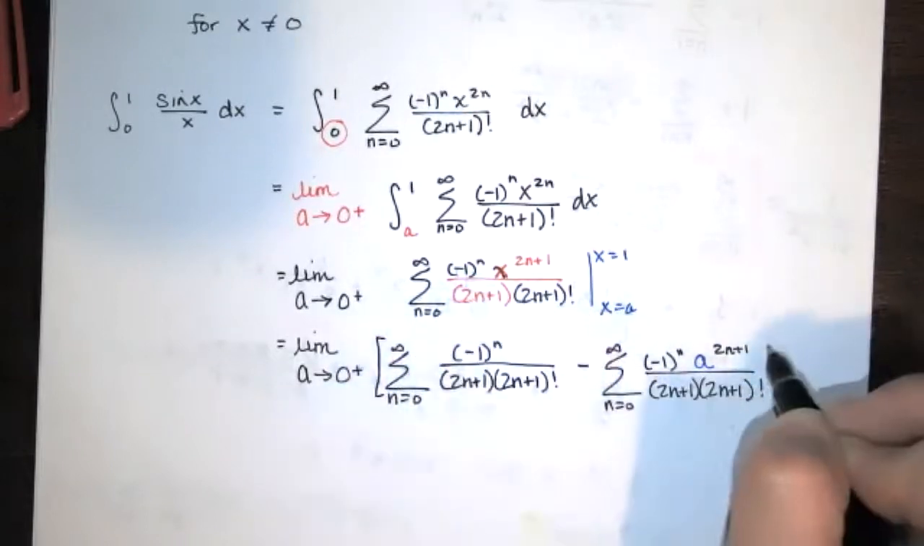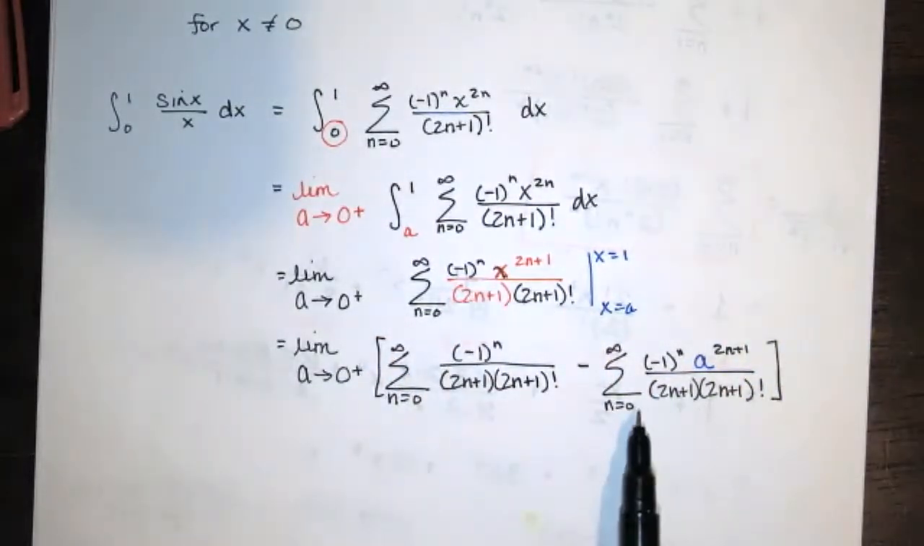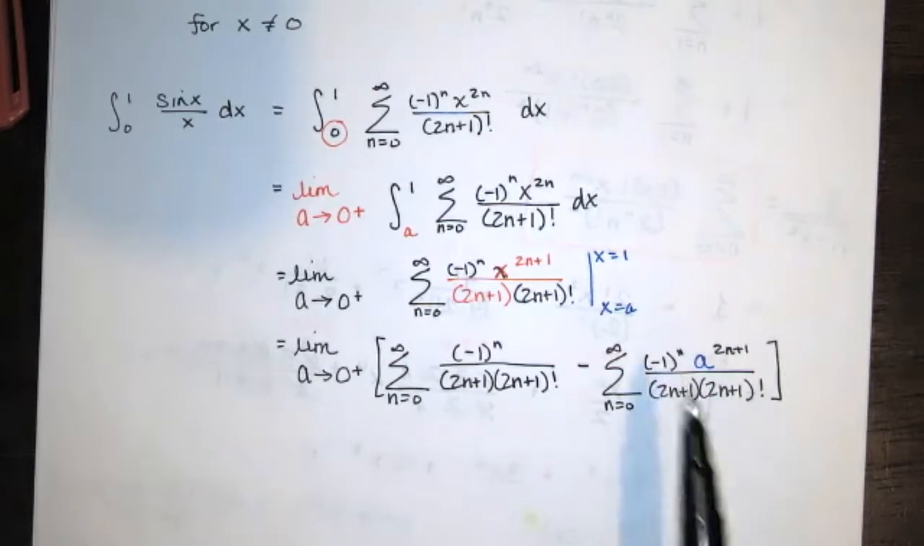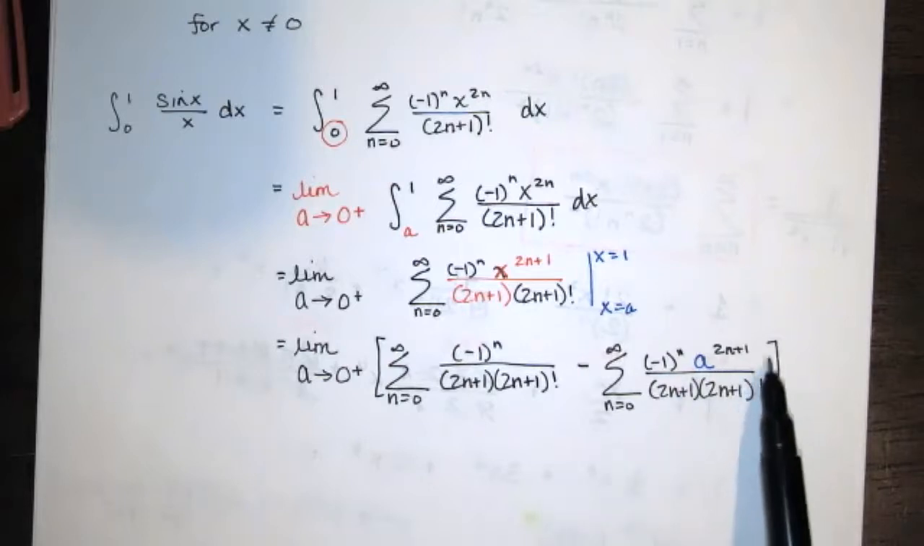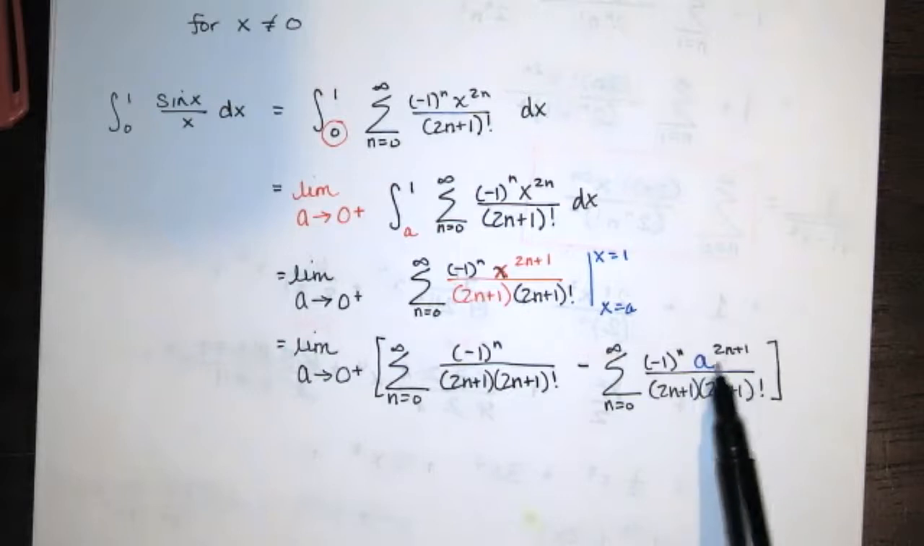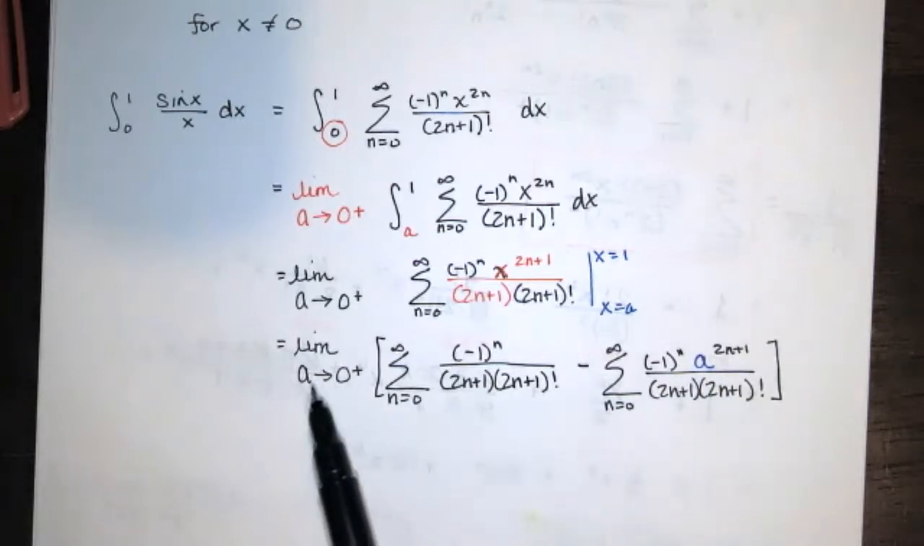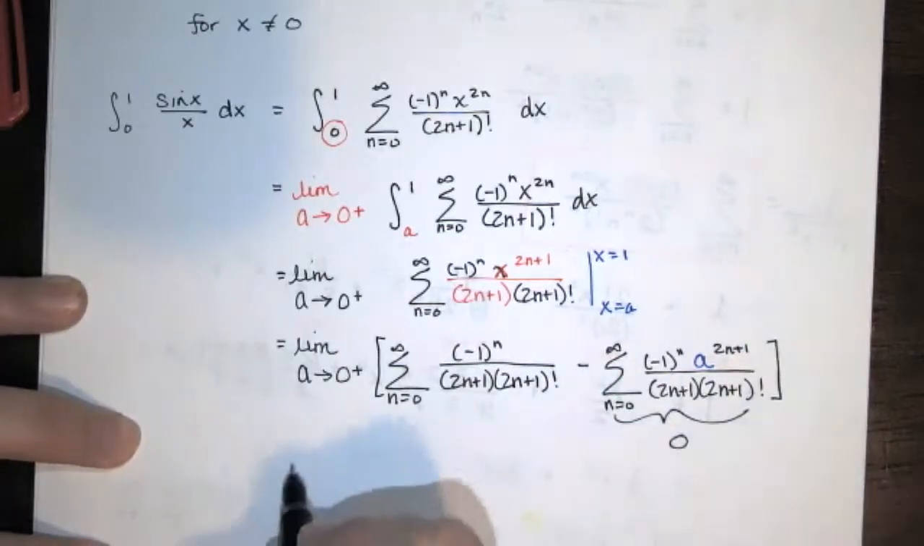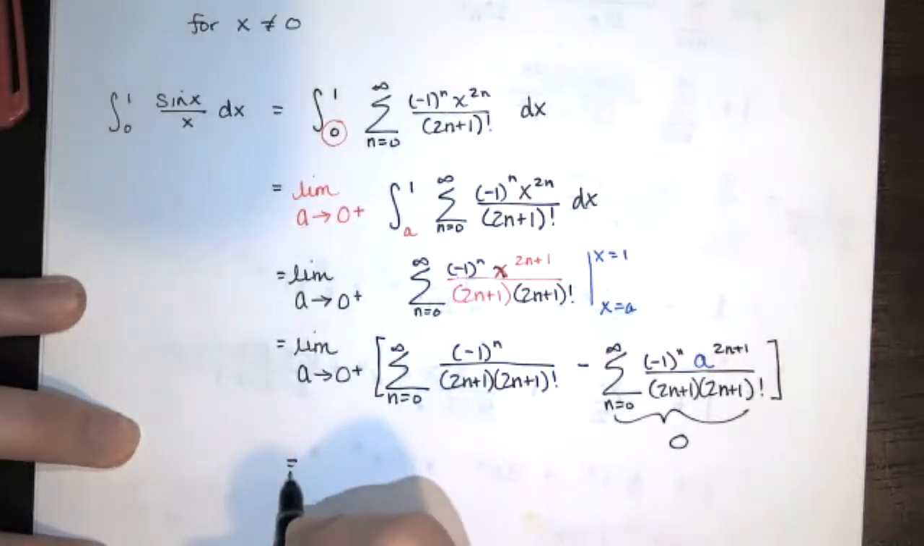And then we evaluate this limit as a approaches 0 from the right. And when n is equal to 0 here, we get -1 to the 0, which is 1, a to the 1, so it's a to the first, over 1 times 1 factorial. So when n is equal to 0, we just get an a here. And then we've got, obviously, higher powers. We're going to have a, and then an a cubed term and an a to the 5th term and an a to the 7th term, and so on, because that exponent will always be odd. But as a approaches 0, all of those are going to go to 0. So this guy goes to 0. And this guy doesn't involve a.